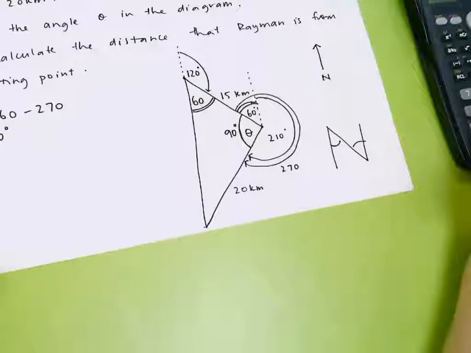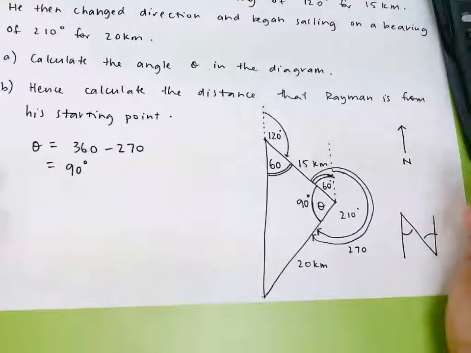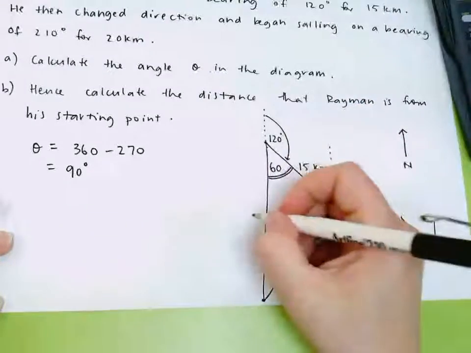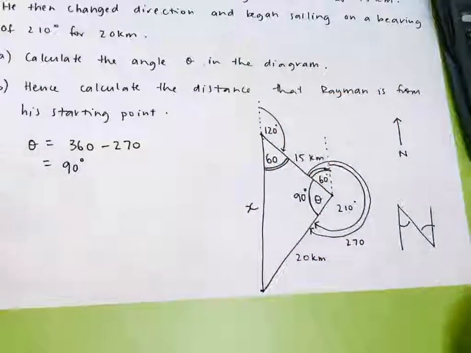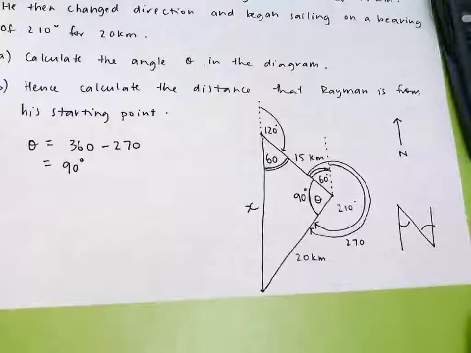Now I'd like you to have a go at part B. It says, hence calculate the distance that Raymond is from his starting point. So now I want you to calculate this distance here. And I'd like you to use the cosine rule, even though you could actually do it a second way. But use the cosine rule. Good luck.